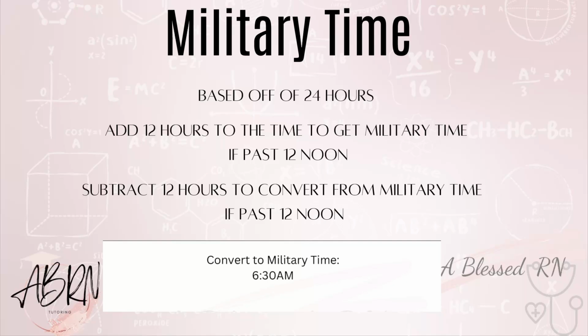All right, let's convert 6:30 a.m. into military time. So this time is before 12 noon. So we will simply remove the colon and add a 0 in the front, resulting in 0630. To convert 10:09 a.m., we will simply remove the colon and remove the a.m.